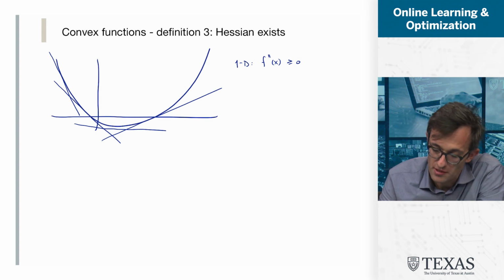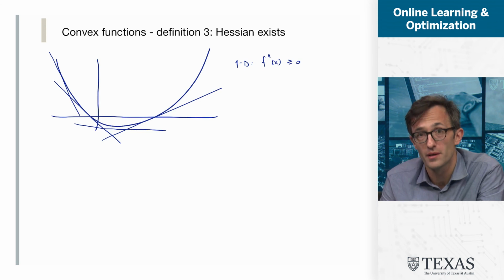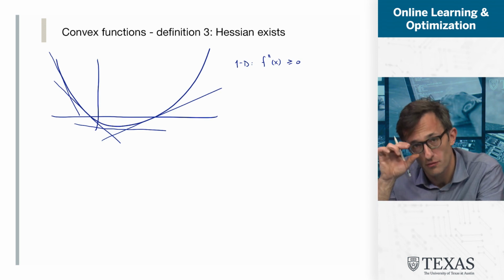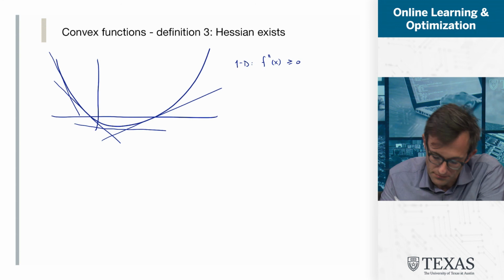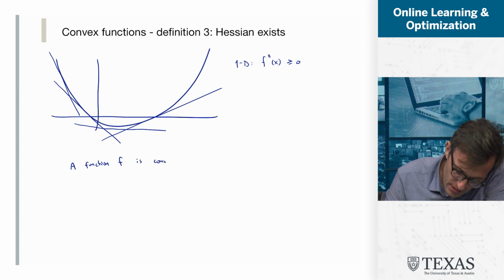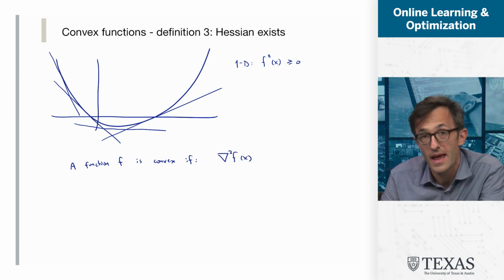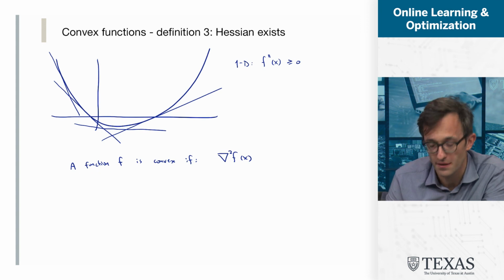But in n dimensions, we need to replace the second derivative with a matrix of all the second order partial derivatives. And recall that this is called the Hessian. A function f is convex if its Hessian matrix, this is an n by n matrix, and it's a symmetric matrix, is positive semi-definite.